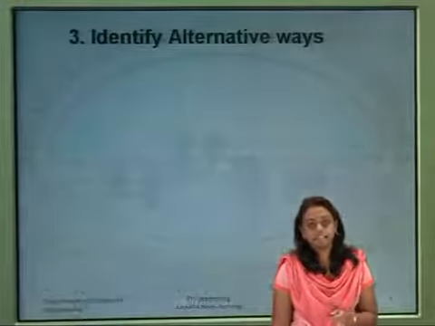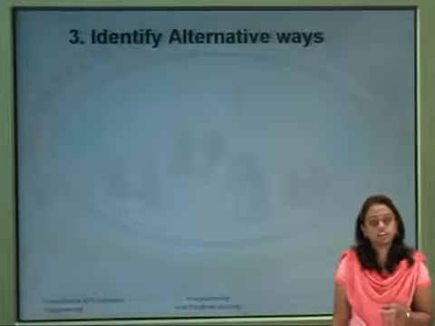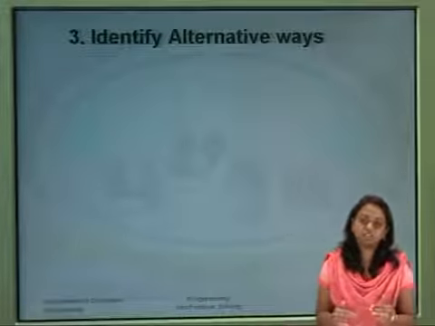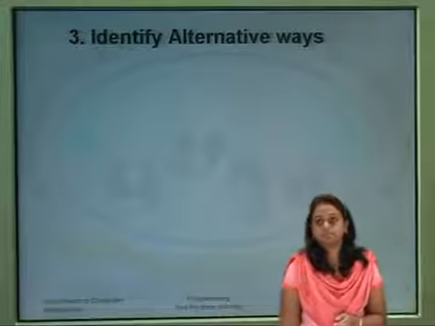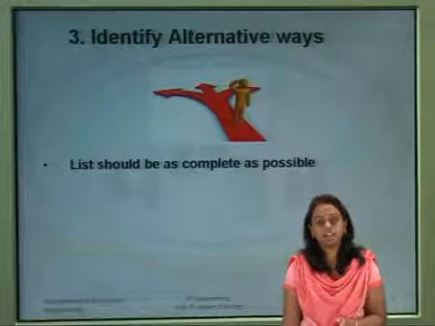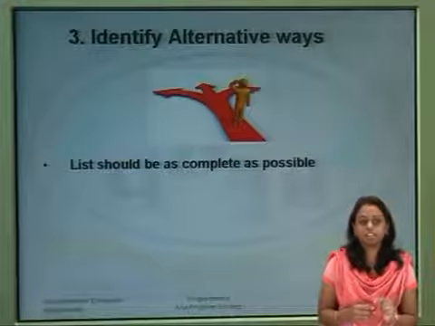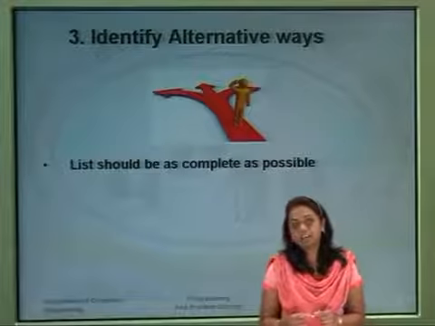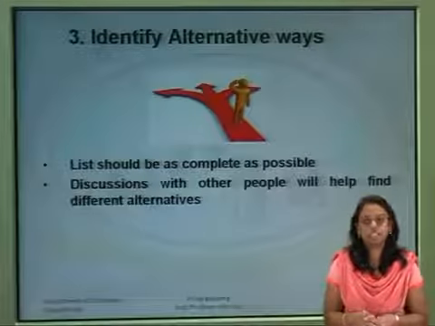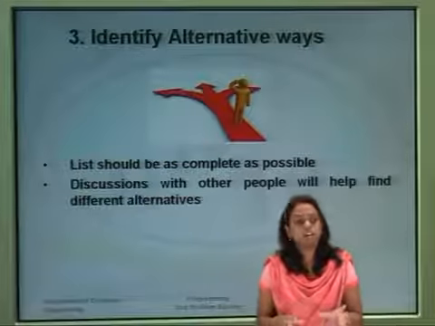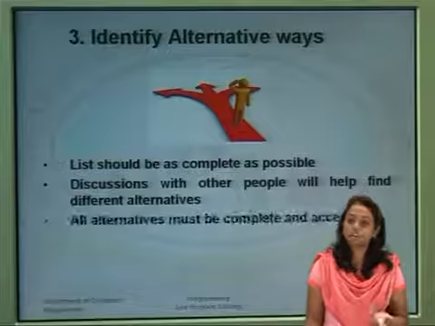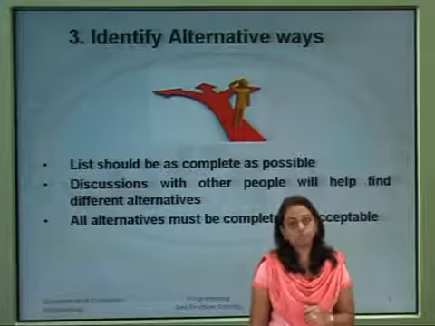The next step is identifying alternate ways. As said earlier, a given problem never has just one solution. There are always alternative ways. You just need to find out which is the best way amongst these. While identifying the alternatives, each alternative should of course lead to the solution, and the list should be as complete as possible. Discussions with other people will always help in finding different alternatives. That's why a team is necessary while doing all these things. All alternatives must be as complete as possible and should be acceptable.